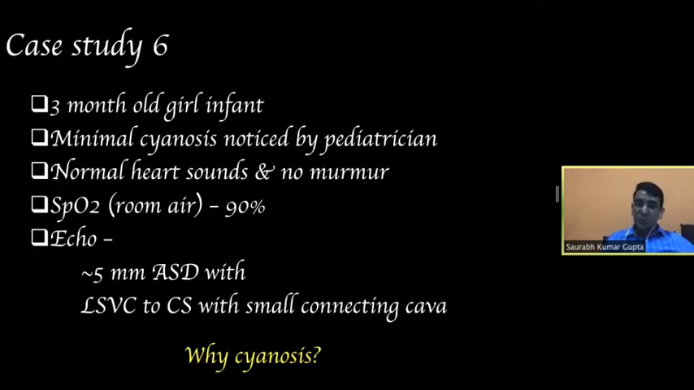Another case, this one was really tough for me when I first saw it. A 3-month-old girl infant, minimal cyanosis noticed by the pediatrician, normal heart sounds and no murmur, saturation 90% on room air. Echo showed a 5 millimeter ASD with left SVC to CS with a small connecting cava. The question is, why cyanosis? At this age, it's very unusual to have a pulmonary AVM of such nature which would cause so much desaturation, although it can happen.